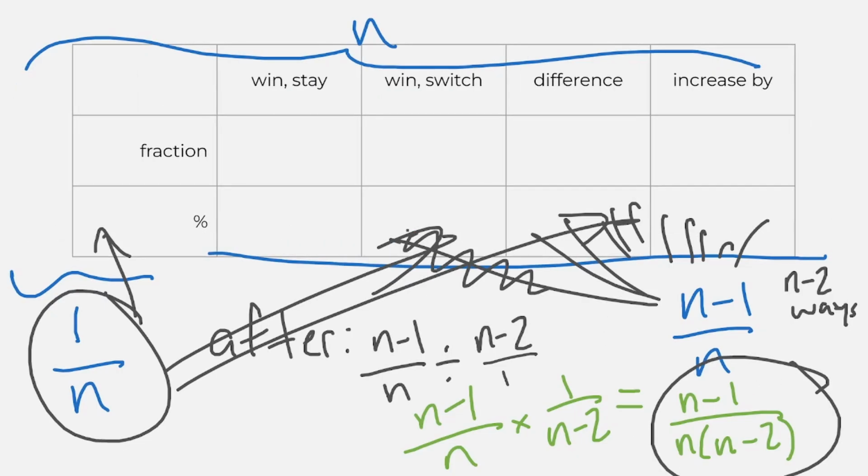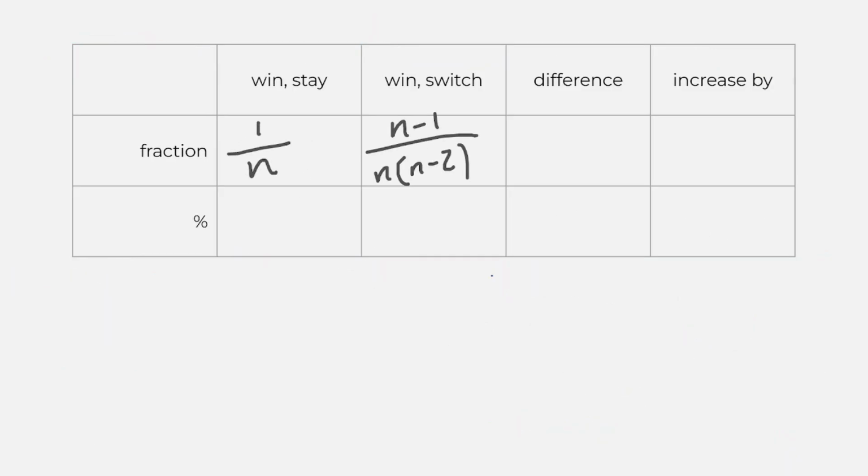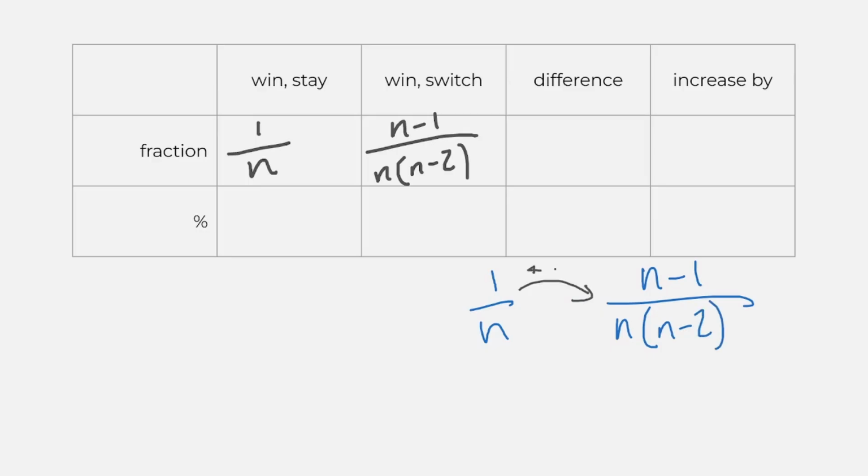So let's try filling in some of our numbers here. This is 1 over n. And this was the other value over here. So we have 1 over n. And we have n minus 1 over n times n minus 2. And what do we need to add to get from here to there? It's the difference, which is this minus that. So let's do that. N minus 1 over n times n minus 2 minus 1 over n.